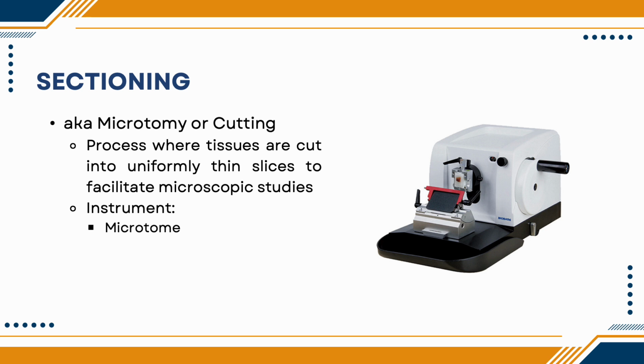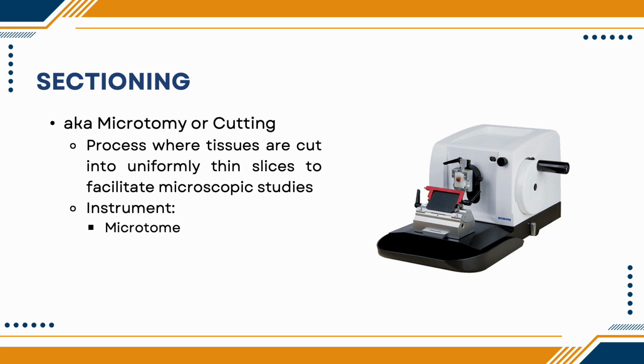So first of all, let's define sectioning. Sectioning is also known as microtomy or cutting, the process wherein tissue is cut into uniformly thin slices to facilitate microscopic studies. As its name suggests, the instrument used is the microtome. The image here on the right is the rotary microtome, commonly used in routine histopathologic laboratories. Sectioning is also performed after trimming of the specimen.